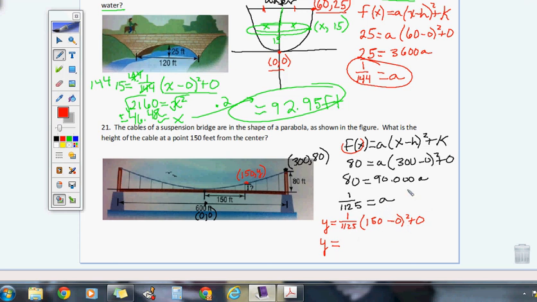All right, so now what do we have here? If you just crank out the number there, 150 squared times this actually comes out to a very nice number. Work that math out, you get 20 feet. So the height there is just 20 feet.